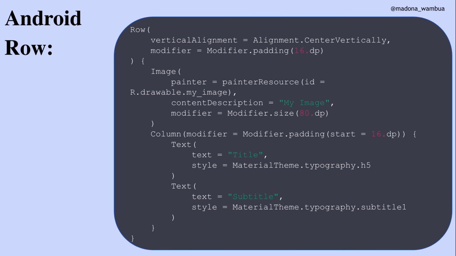Now, we're not looking into the rows, so let's look at the rows right now. When you're looking at rows, you'll notice a few things, which is in Jetpack Compose, the row component is used to arrange child components horizontally. Now, the image component is used to display an image, and the column component is used to display two text views vertically. The vertical alignment parameter is used to align the child components vertically, while the modifier parameter is used to set the layout properties of the row and its child components.